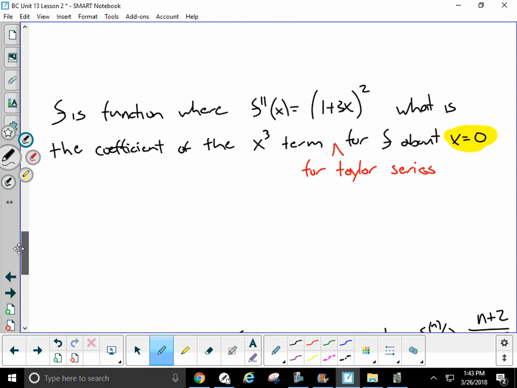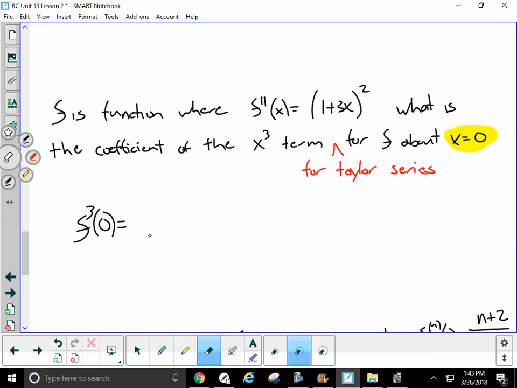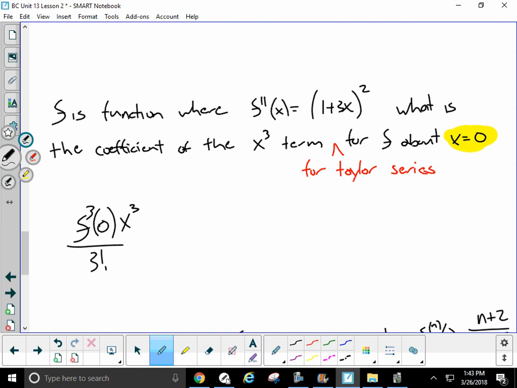You guys can head out. This is the next problem. I have a 2nd derivative. What is the coefficient of the 3rd degree term, the x cubed term? Again, this is what it would look like. Here, though, we're not looking for the 3rd derivative. We're looking for the coefficient of the x cubed term. So the coefficient is this entire thing.